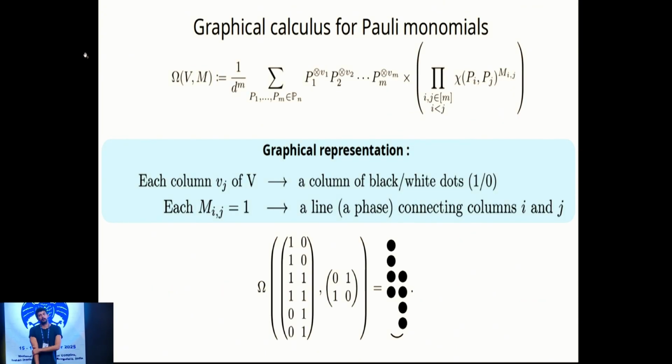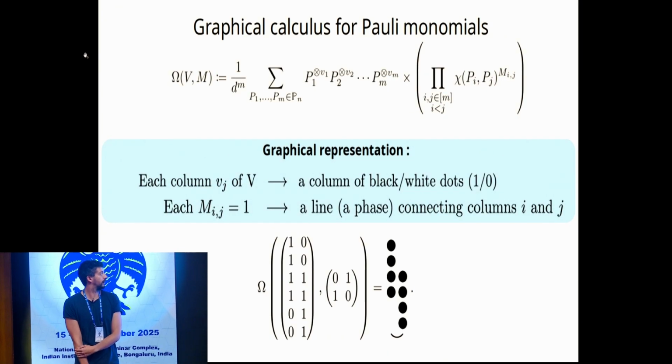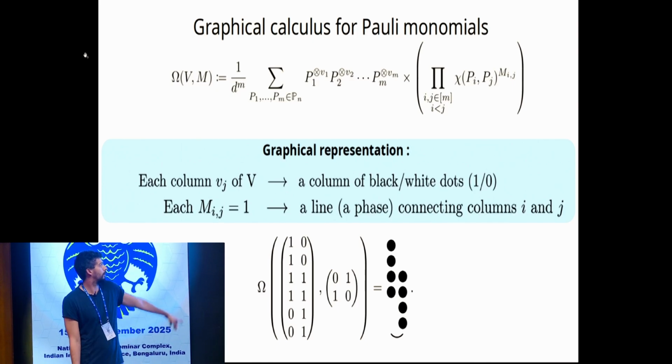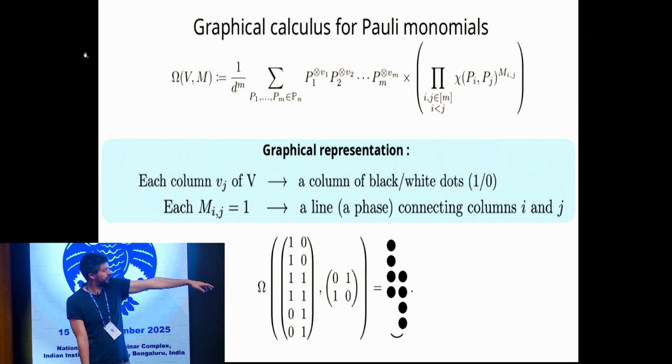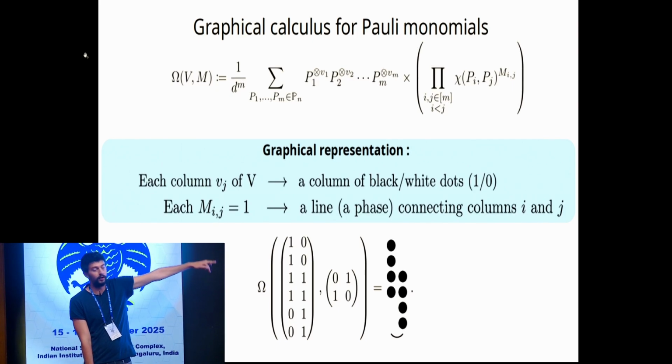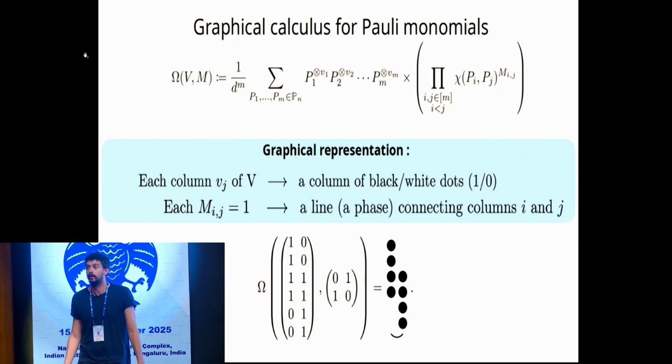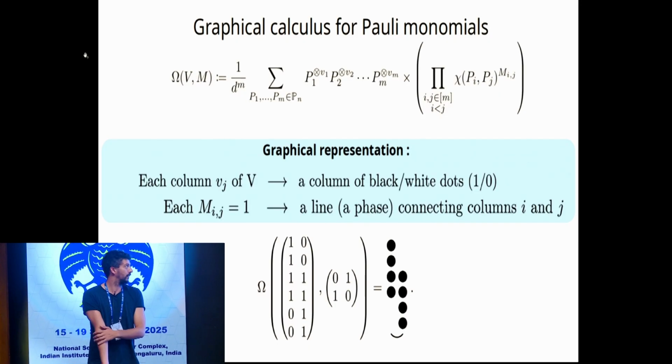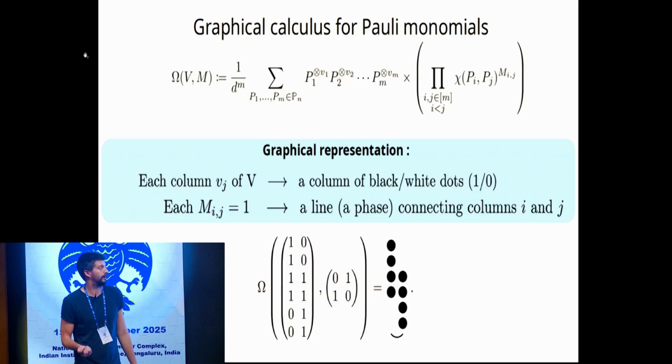We also, in the paper, developed a graphical version of this, where we essentially just take this matrix V and write it as points, and this M as phase matrices between them. So this helps us to represent and analyze the structure.